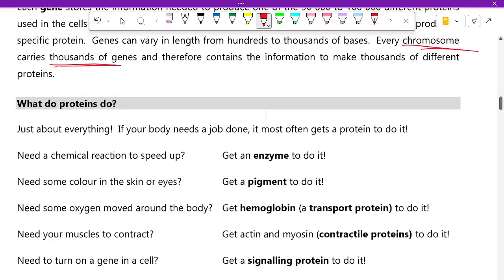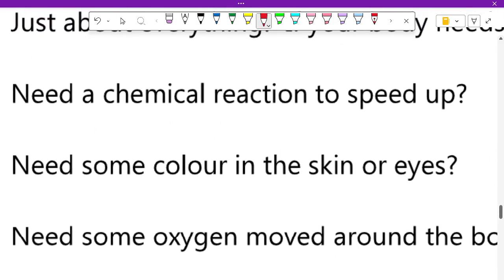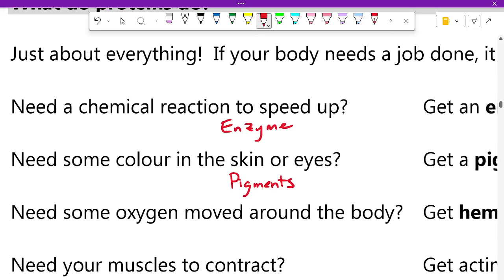And just a reminder, what do proteins do? They honestly do just about everything. Need to speed up a chemical reaction? Who are you going to get to do it? A protein. What do we call those proteins? Enzymes. Do you need some color in the skin or the eyes? Who are you going to get to do that? Pigments. Do you need some oxygen moved around the body? Who's going to do that for you? Hemoglobin.